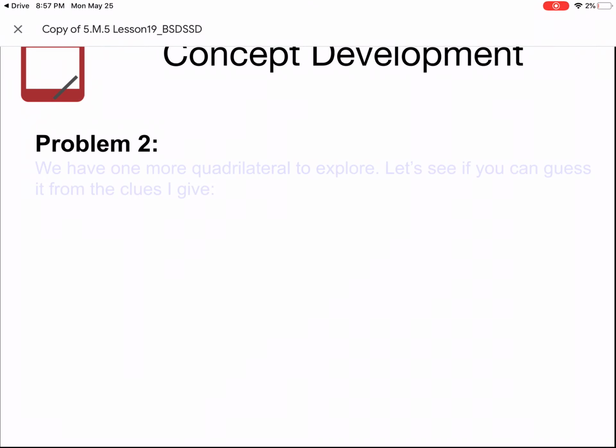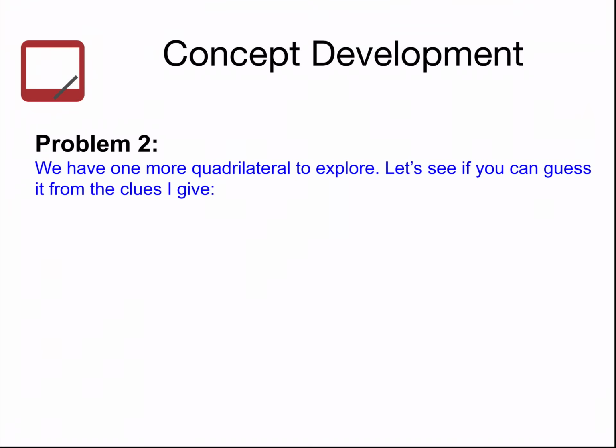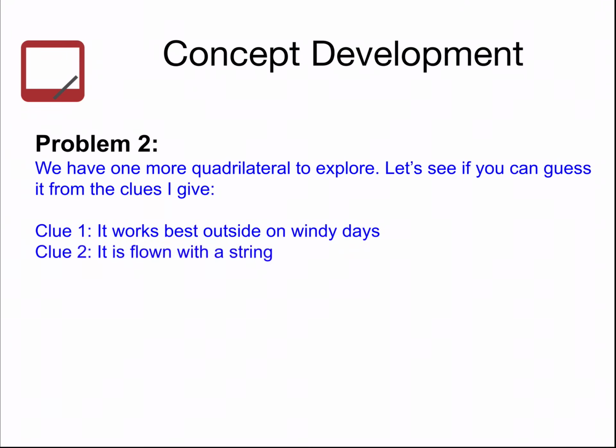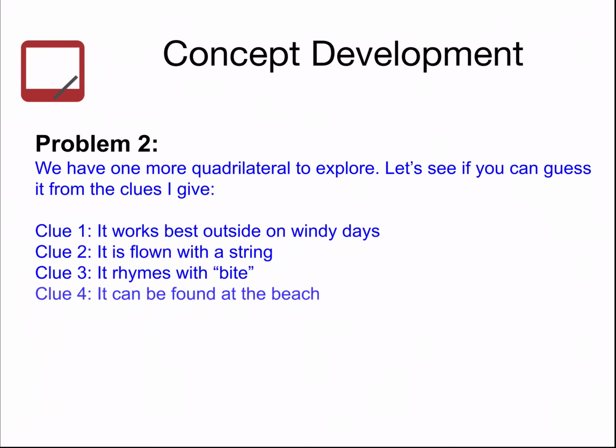All right, problem number 2. We have one more quadrilateral we're going to explore today. It works best outside on windy days. You guys should know this because it was in your target. What are we going to draw? It's flown with a string. It rhymes with bite. It can be found at the beach. Guesses, guesses, guesses. A kite.